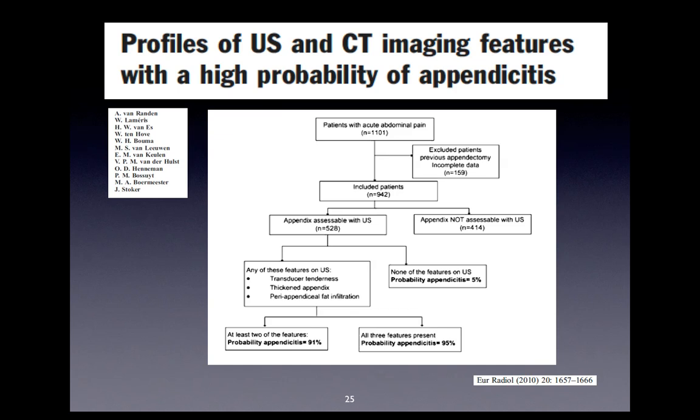In their study, the findings of transducer tenderness, thickened appendix, and periappendiceal fat, when all 3 findings were identified, corresponded to a probability of diagnosing appendicitis of 95%, which corresponded to a specificity of 92%. When only 2 of these features were identified, the probability of identifying appendicitis went down to 91%.